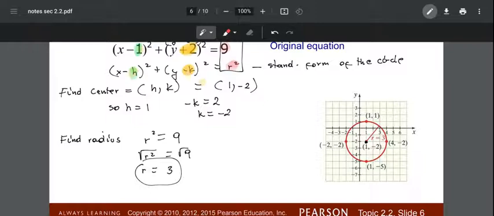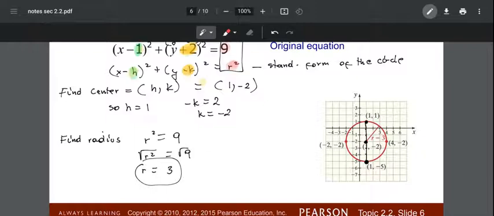The radius is equal to 3. To graph it and find additional points, you just need to go 3 units up: 1, 2, 3, and we have the point (1, 1), which belongs to the circle. Then from the center I will go 3 units down: 1, 2, 3, and that will give me an additional point to graph the circle. So technically I'm doing the cross.